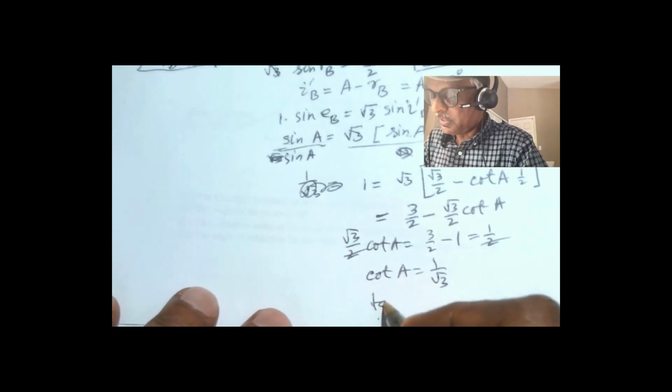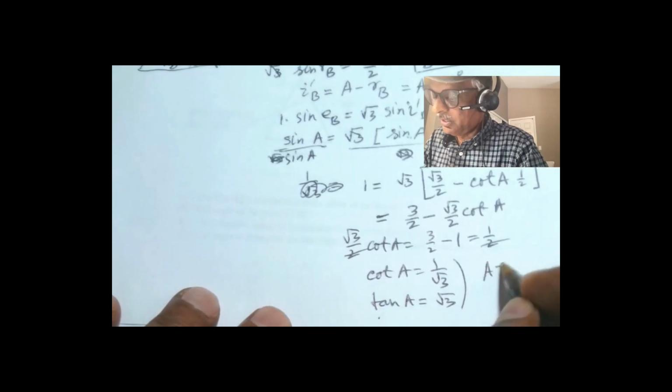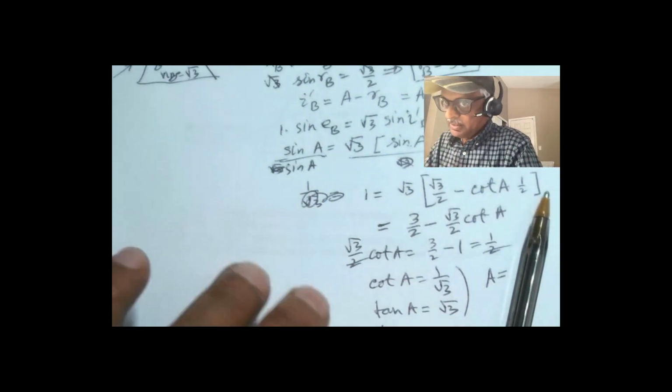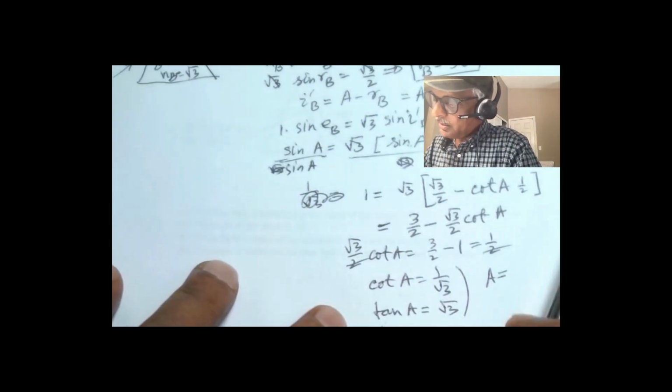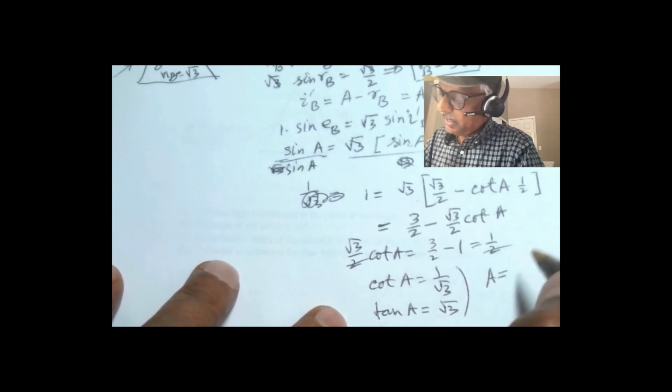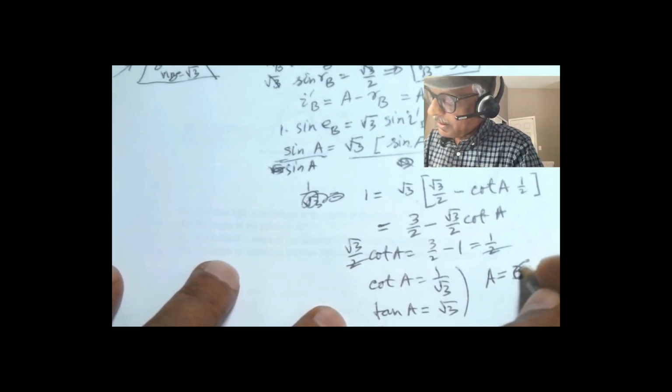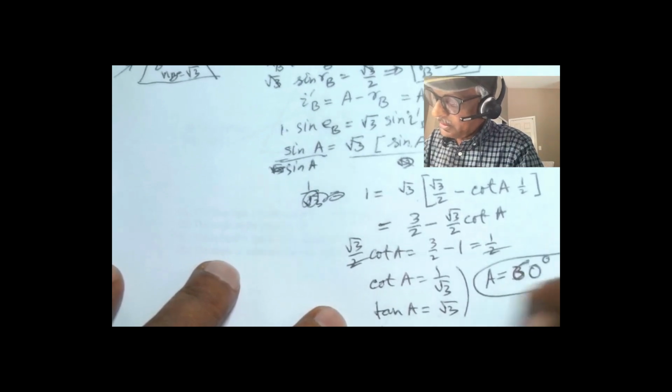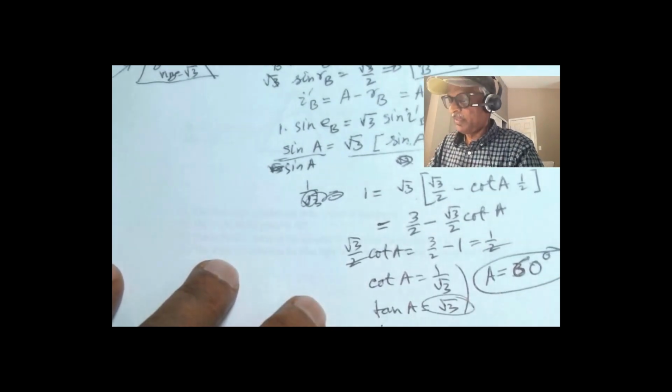I don't know if you remember cotangent. If you don't remember, convert that to tangent of A, that becomes square root of 3. Either way, you're going to get A equals, let me check. Okay, that checks. So A is actually 60 degrees. See, not 30 degrees, 60 degrees.